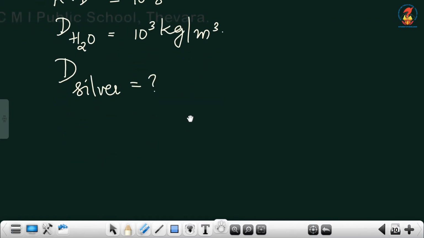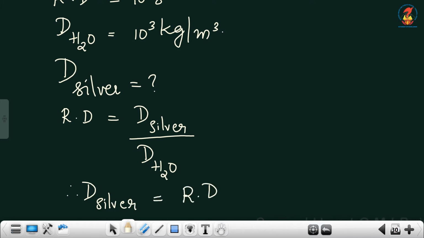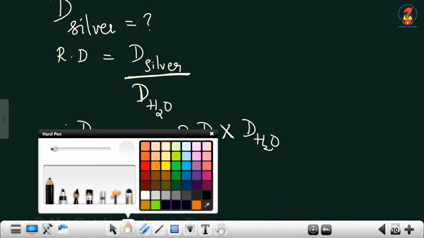Now, we have the formula: relative density is equal to density of silver by density of water. Therefore, from this, density of silver can be calculated using the equation relative density into density of water. Take this density of water to the other side. It was division here. When it moved to the other side of the equation, it becomes multiplication. Now, substitute the values given.